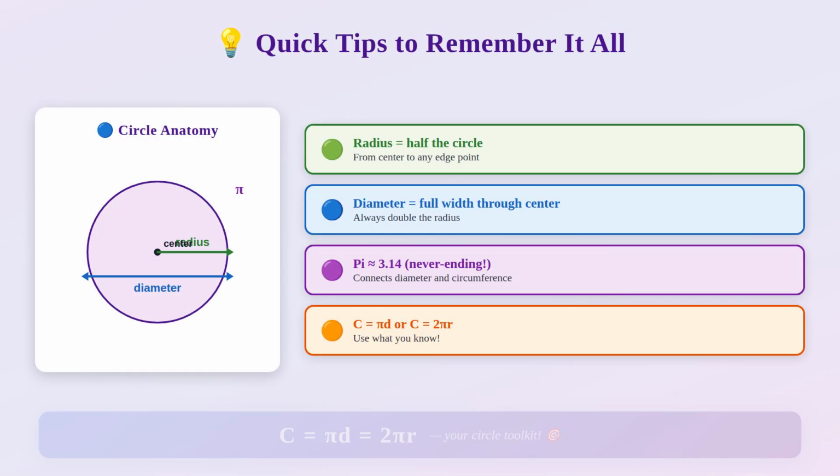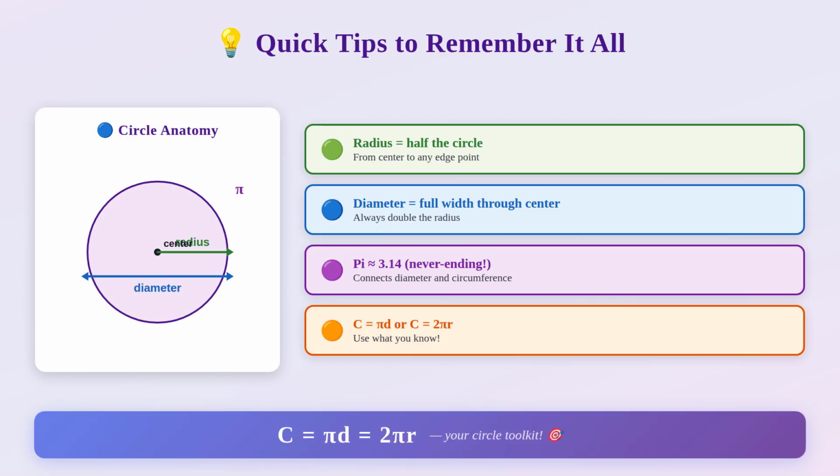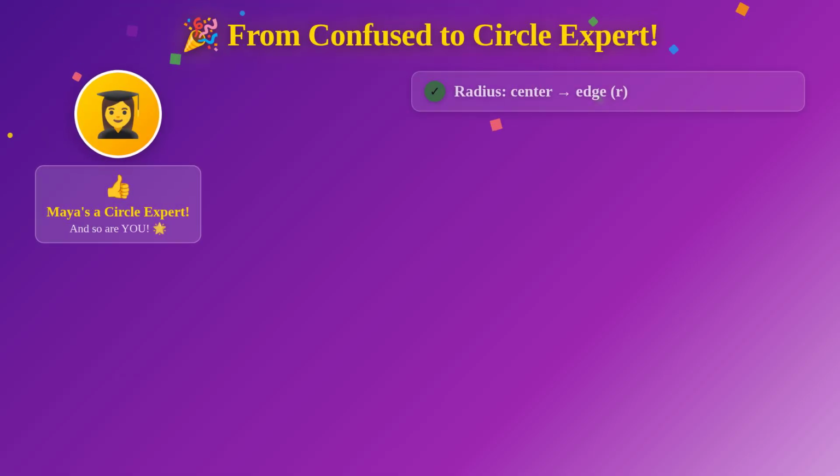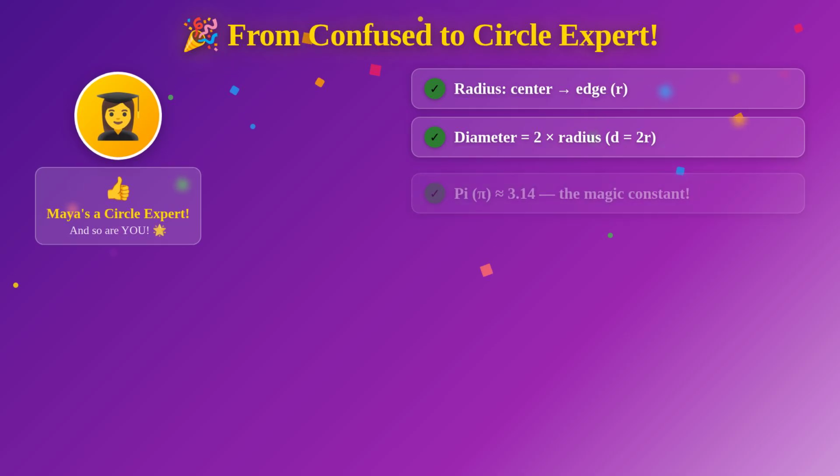Circles are seriously cool. Before we wrap up, let's lock in those key ideas with some memory tricks. The radius is your half-circle measurement, center to edge. Diameter is the full stretch, edge to edge through the middle, always double the radius. Pi is that magical 3.14-ish number that connects diameter and circumference, and it goes on forever. For circumference, pick your formula based on what you know. If you have the diameter, use c equals pi times d. If you have the radius, use c equals 2 times pi times r. Keep these 4 facts handy and you'll breeze through any circle problem.